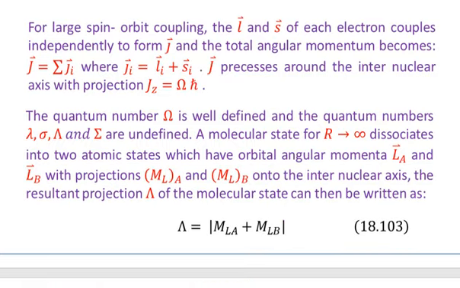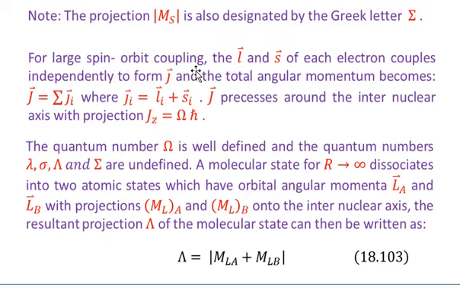So for large spin orbit coupling, the orbital angular momentum L and spin angular momentum S of each electron couple independently to form j, a small j. And the total angular momentum becomes capital J, equal to the summation over all individual ji. So ji is actually the resultant angular momentum of the individual electron.